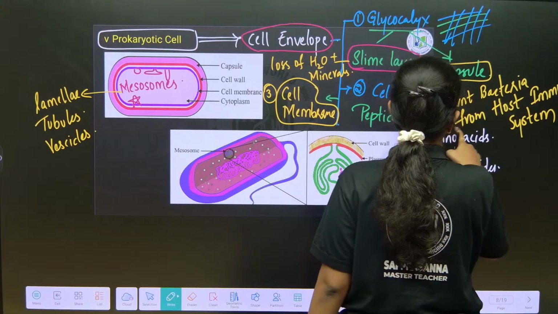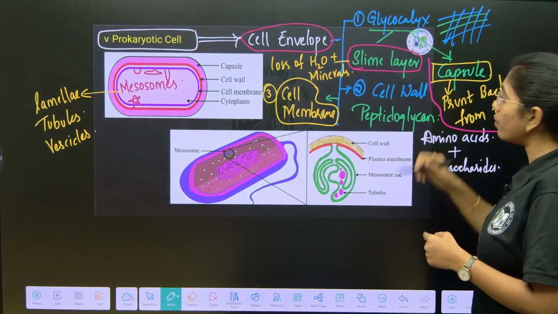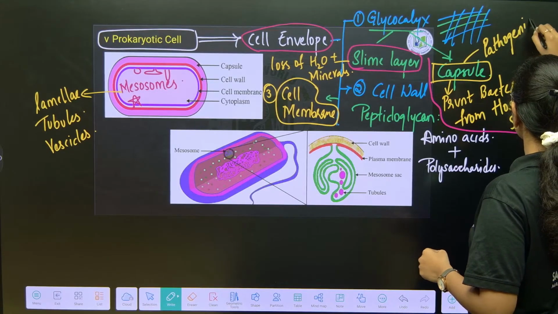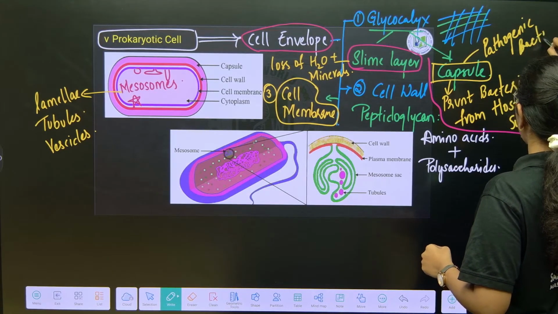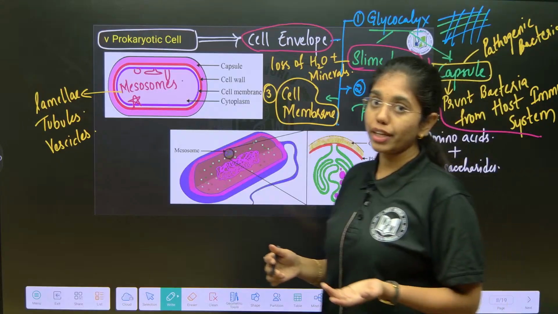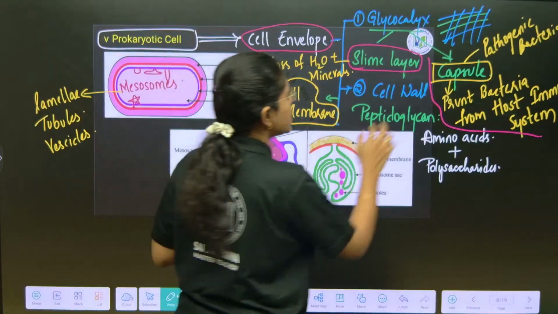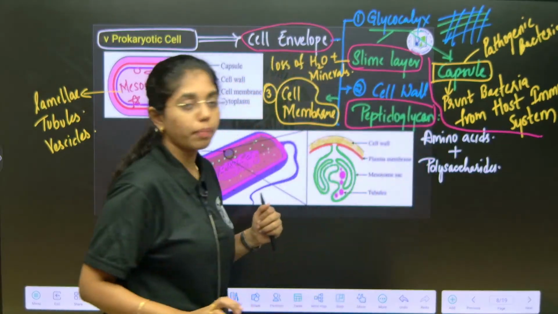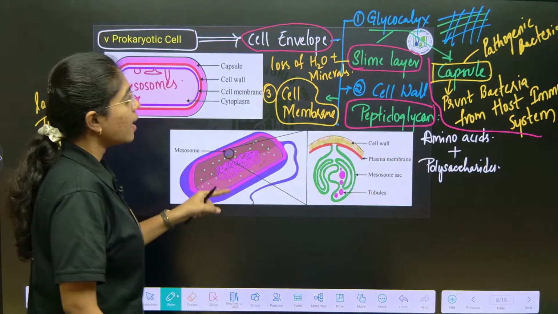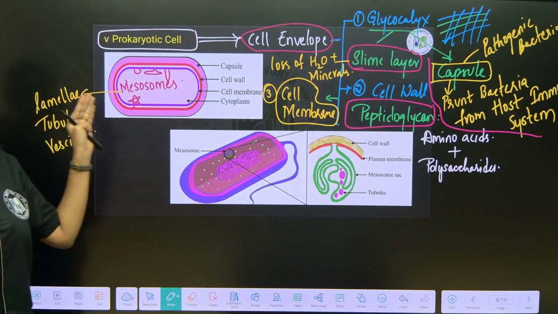Any doubt still here? The slime layer and capsule are clear, right? The capsule outer layer will be there for most of the pathogenic bacteria, and the slime layer will be there for most of the bacteria which are exposed to thermoacidophilic or halophilic conditions. Next, the cell wall is majorly peptidoglycan. It is composed of peptidoglycan, which includes amino acids and polysaccharides. Next is the cell membrane, the innermost layer of the cell envelope, which has mesosomes.